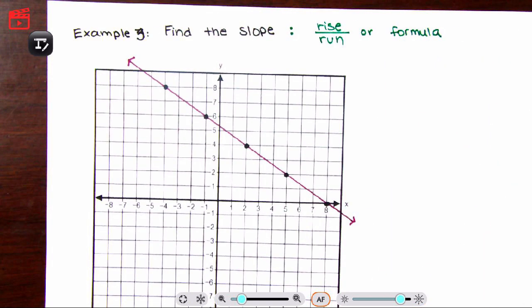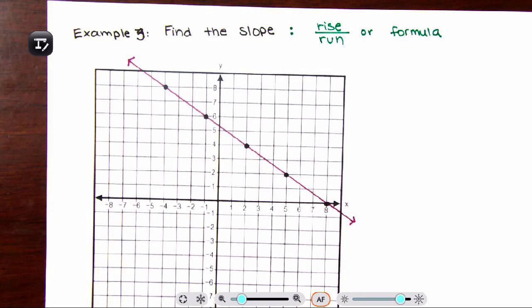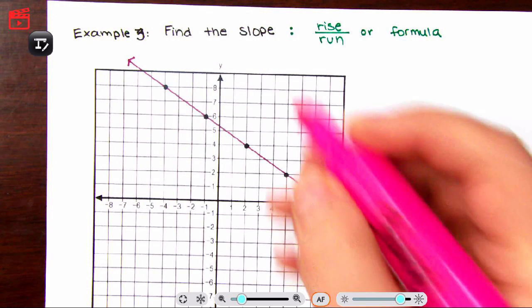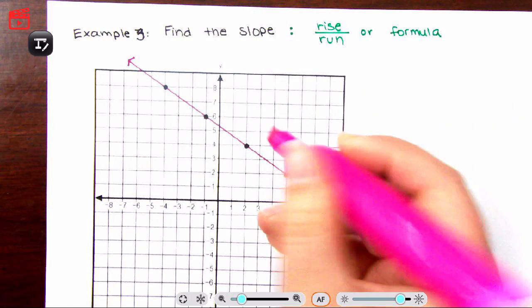If you are choosing to use a formula, you have to identify what those 2 points are. You can choose whatever 2 points you want that are on the line. If they give you a graph, don't even bother with the formula. Just do rise over run. And in this case, they give us points. So I'm going to choose these 2 points.